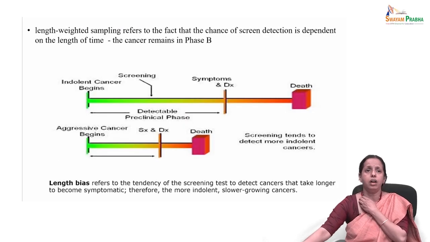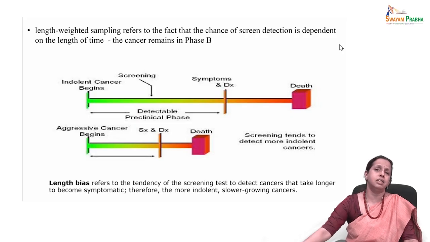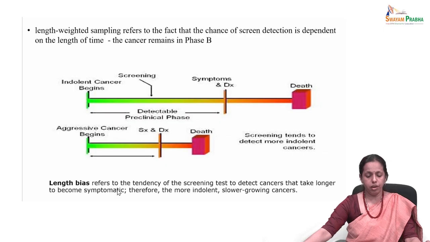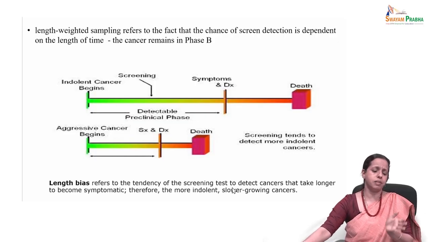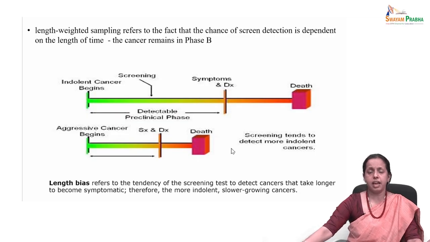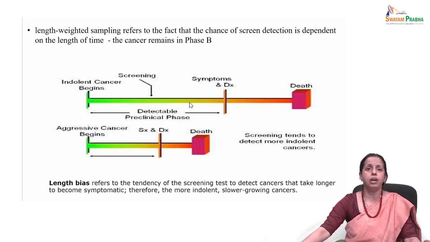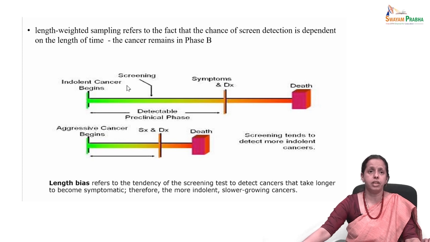Now next comes length weighted sampling, which refers to the fact that the chance of cancer detection is dependent on the length of time the cancer remains in phase B. It refers to the tendency of the screening test to detect cancers that take longer to become symptomatic. Therefore, the more slow growing cancers tend to become symptomatic only in the later stages. Not all cancers have the same behavior. Some are very aggressive while some grow more slowly. Those which grow slowly are easier to detect because they have a longer pre-symptomatic period, when many screening technologies can detect them. Thus, the screening test detects more slow growing cancers.